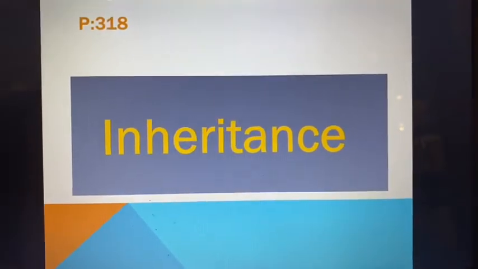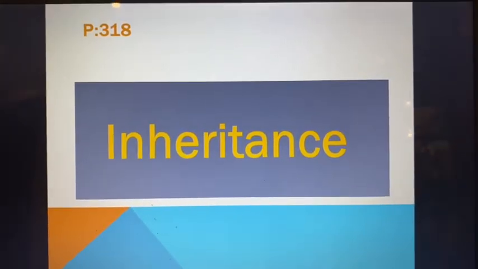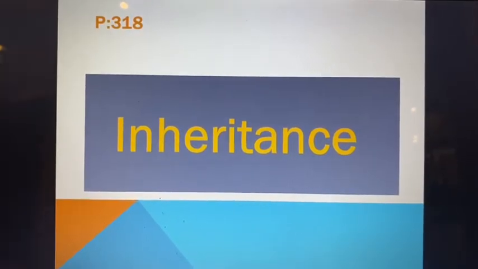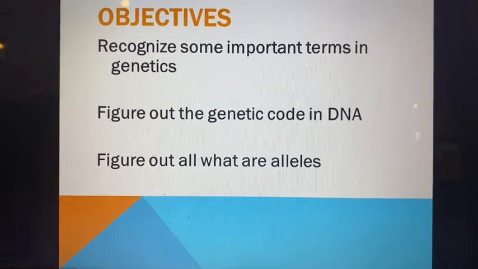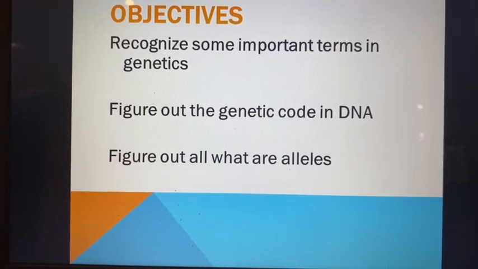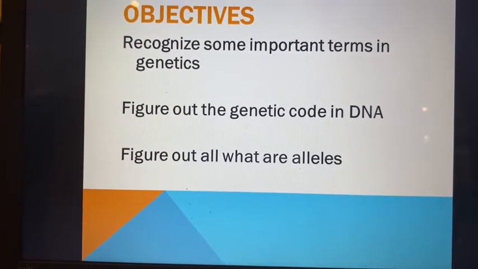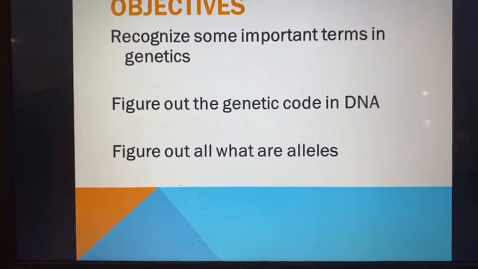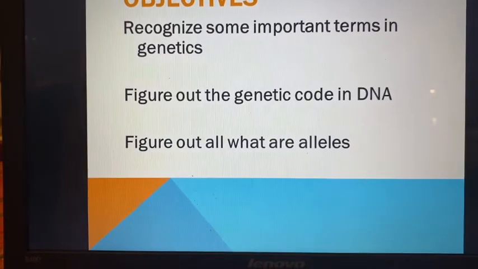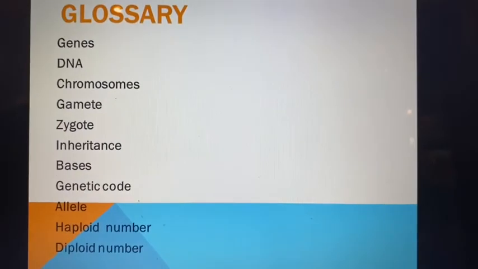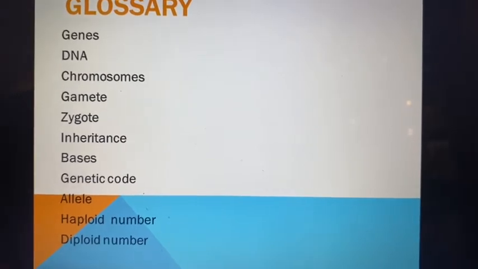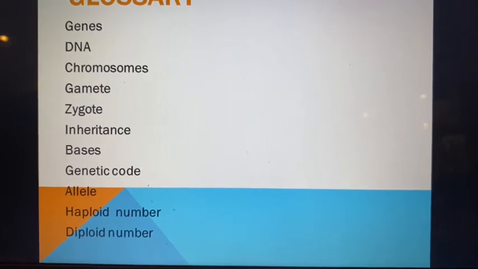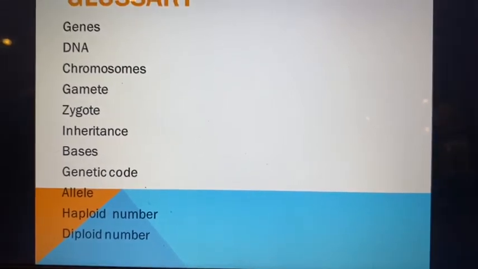chromosomes. In today's lesson, we will talk about inheritance. You can open your books, page 318, to understand today's lesson. Our objectives for today are to recognize important terms in genetics, figure out the genetic code in DNA, and figure out what alleles are. These are the new words from the glossary: genes, DNA, chromosomes, gametes, zygote, inheritance, bases, genetic code, allele, haploid number, and diploid number.